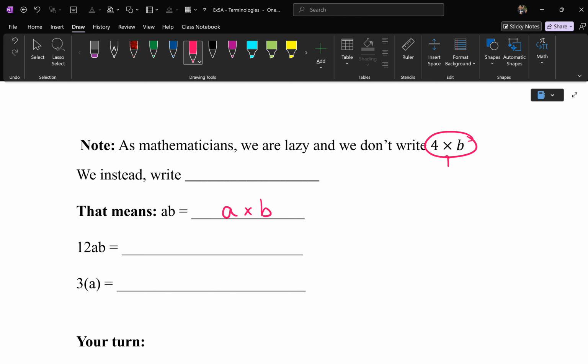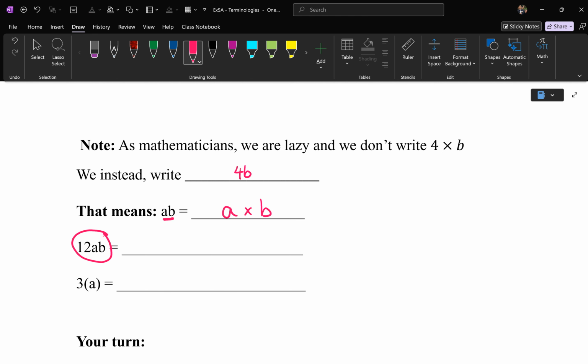So for example, 4 times B, we're too lazy to write 4 times B, so we write 4B, and that means the same thing. It means 4 times the b. Okay? And same thing here. Instead of writing a times b, we can just write ab. It's one less operation or symbol to use.